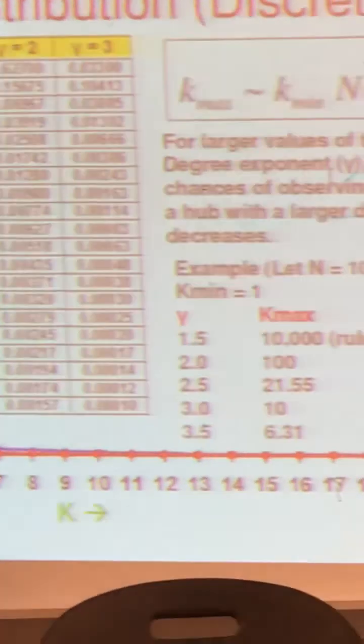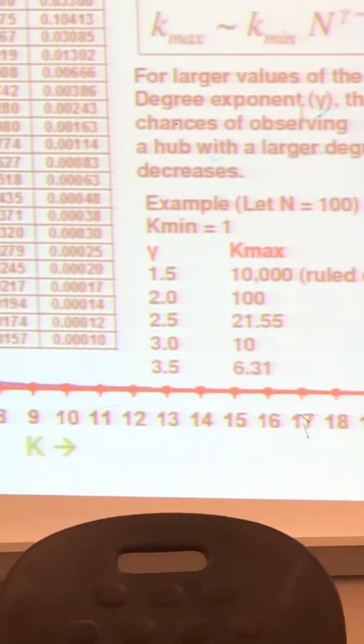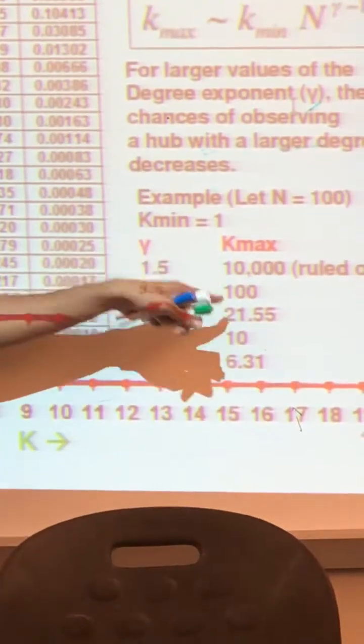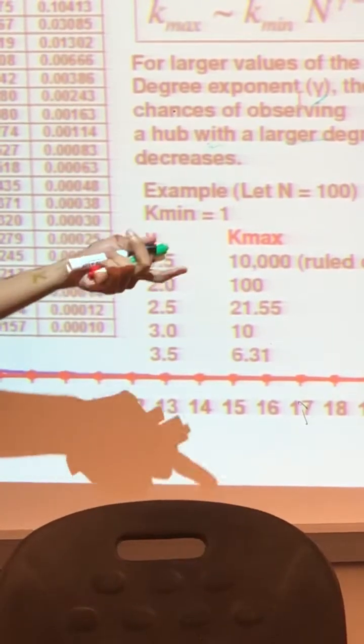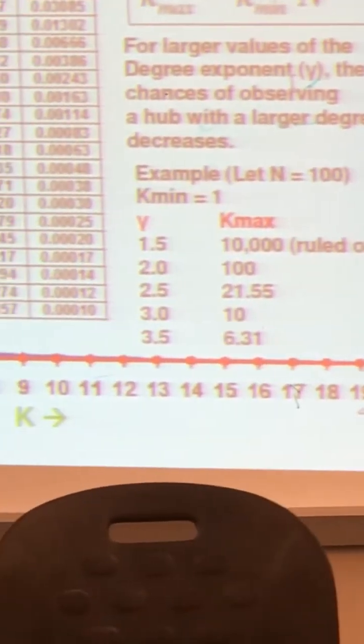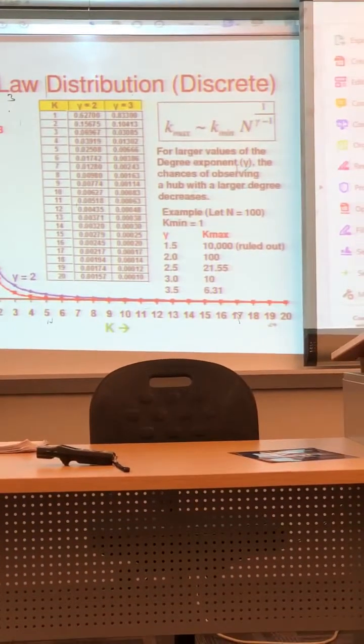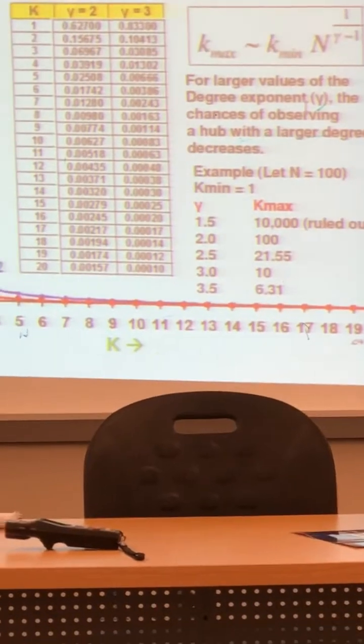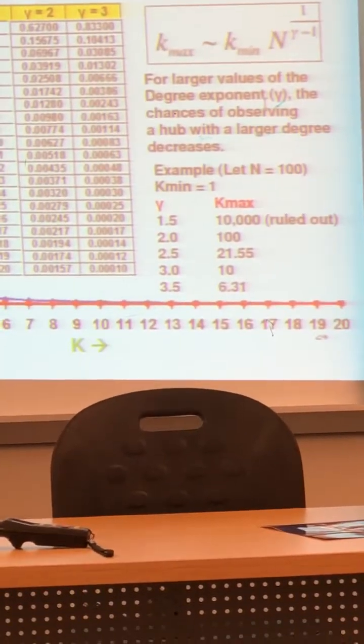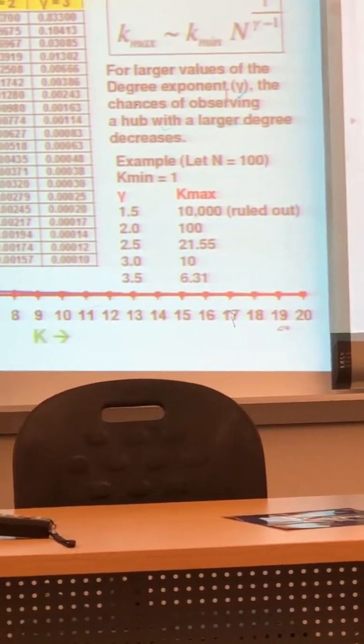So it is like 10,000. Now what does it mean? You have only 100 nodes, but you are getting K max to be 10,000. Is that practically possible? You have only 100 nodes, so the maximum degree you can expect to have is 100 minus 1, 99, right? So you cannot have a node with K max 10,000.